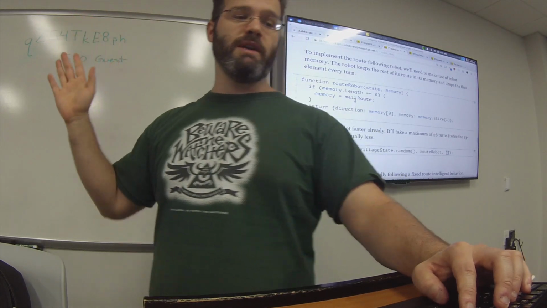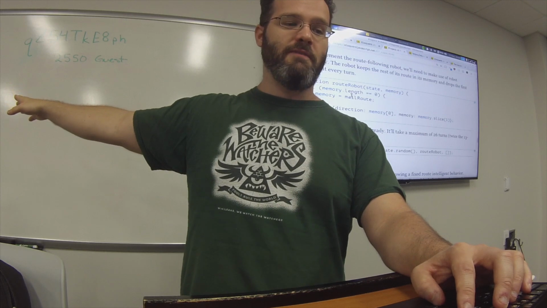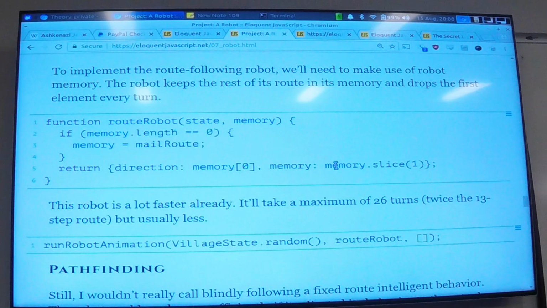I don't know. But the point is, he detects whether or not this array, which we know we're sending in, is empty, is 0. And if it is, he sets memory to mail route. And then he continues. And he says, give me the first thing off of mail route each time, slice. What does slice do?